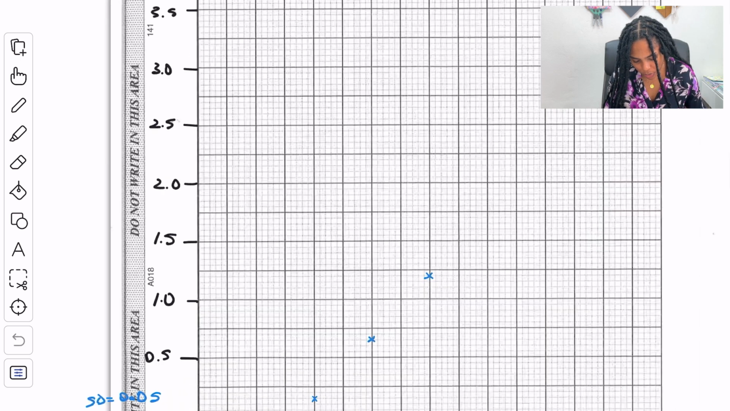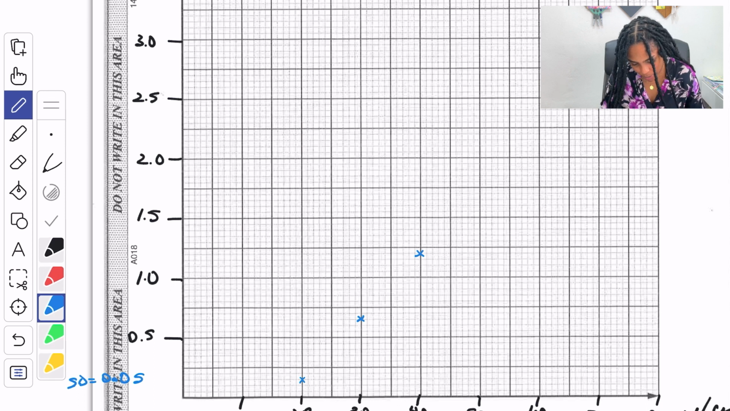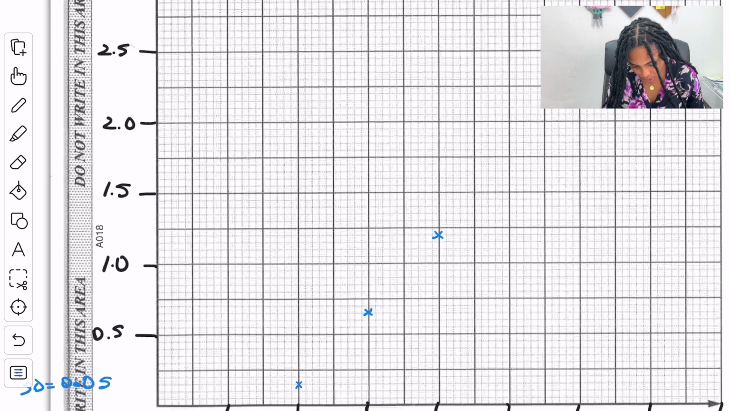Then 50 and 1.85. So 50 and 1.85, I have 1.5 here, so 1.5, 1.55, 1.6, 1.65, 1.7, 1.75, 1.8, 1.85. Oops. No, I kind of lost where I was.